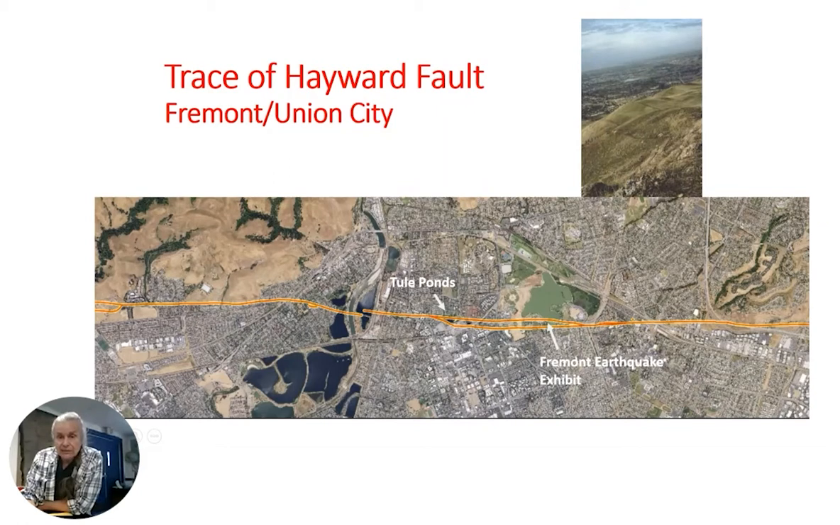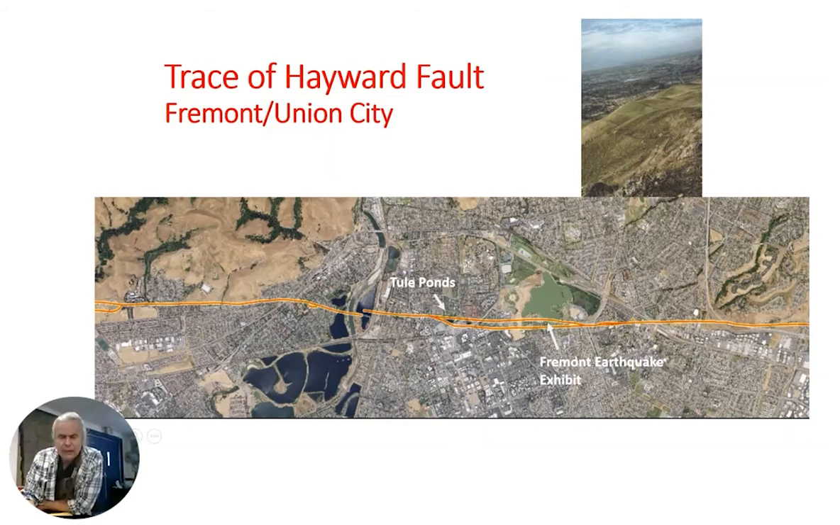Now this is the trace of the Hayward Fault from Fremont to Union City. If you notice, it says the Fremont Earthquake Exhibit, and that's Lake Elizabeth right here. And then as we walk up, or north, to Tule Ponds, this is the area that we're going to take a better look at.